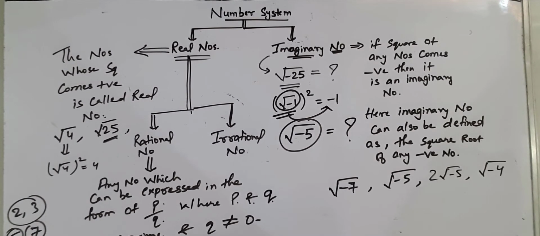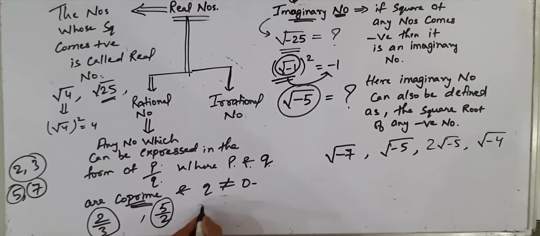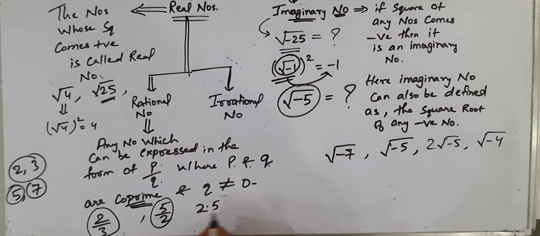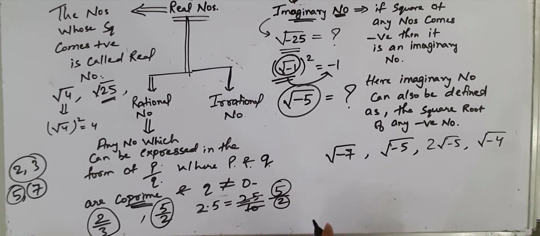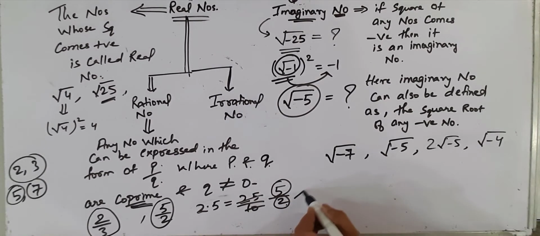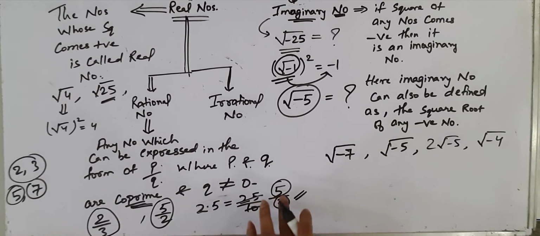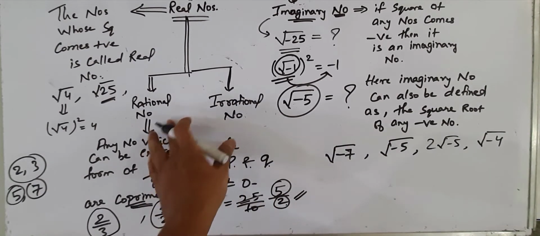Similarly, 5 upon 2 is also a rational number. Now my question is, is 2.5 a rational number? Yes, it is a rational number. How? Because we can write 25 upon 10, which can be reduced to 5 upon 2. Here 5 and 2 are co-prime and 2 is not equal to 0. So we can say that 2.5 is a rational number.